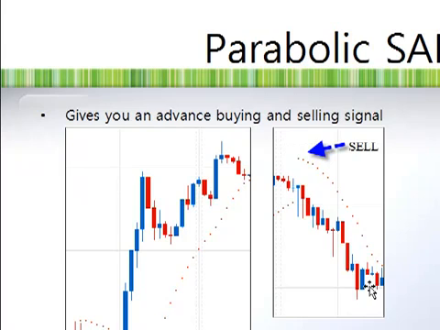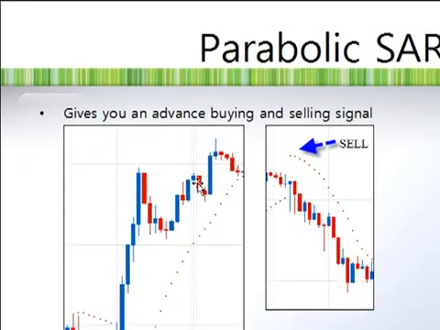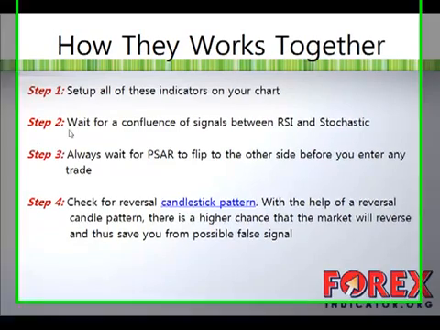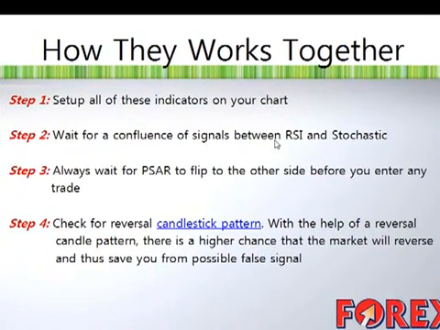Therefore, for these leading indicators, you could use them in combination to form a strategy. So let me go through an example of how they work together. Step one, you need to set up all of these indicators on your chart. Basically, you need to set up the RSI, the stochastic, as well as the PSAR. Step two is that we wait for a confluence of signals between the RSI and the stochastic. So we wait for both of them to signal overbought or both of them to signal oversold.